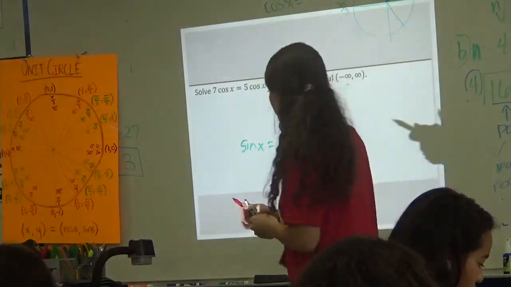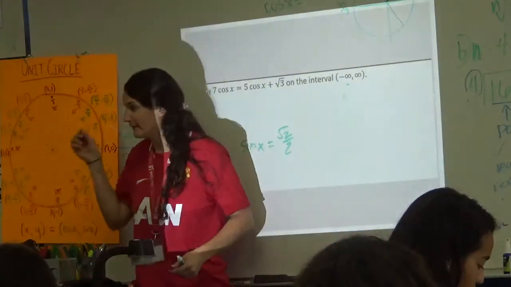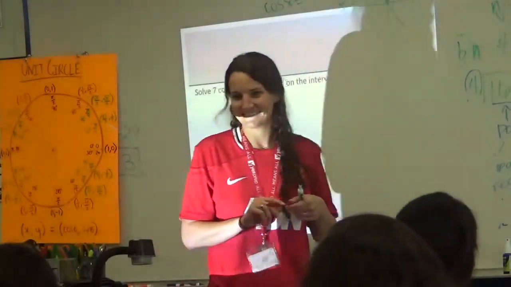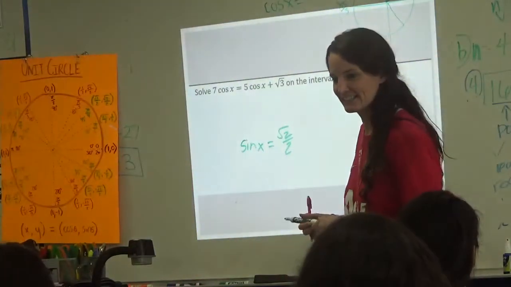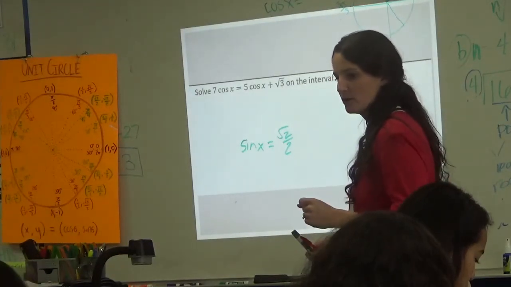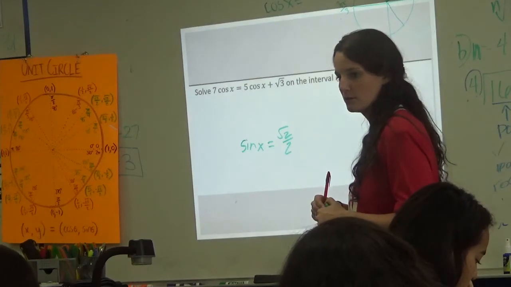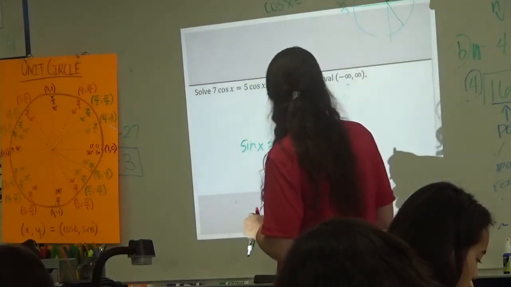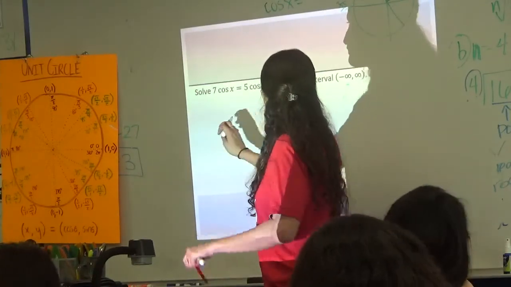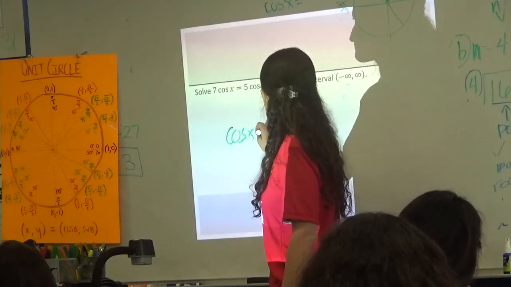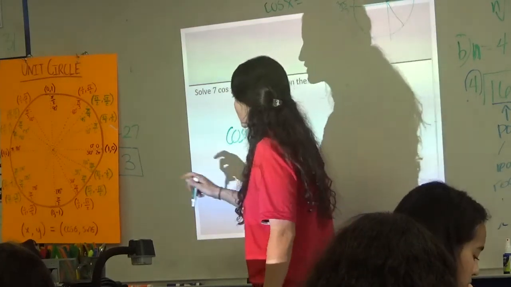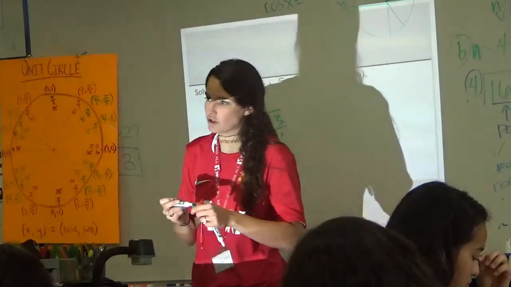Anyone, oh wait, I was going to pick something. Melanie. What did you get for this one? I got cosine x equals root 3 over 2. Cool. Cosine x equals root 3 over 2. And then what did you get for your x value? I got pi over 6. Cool. That works. If I go over here to pi over 6, I get root 3 over 2.